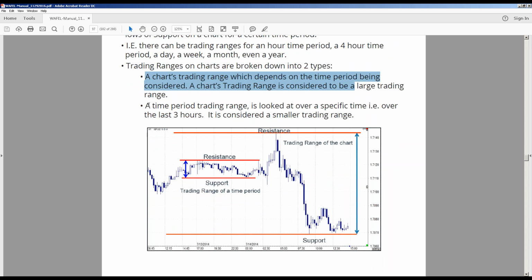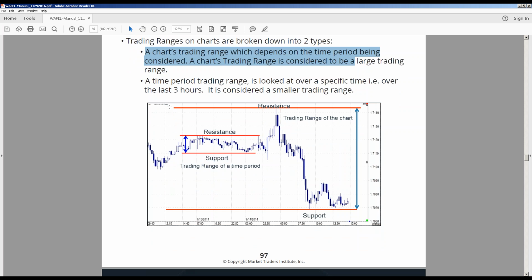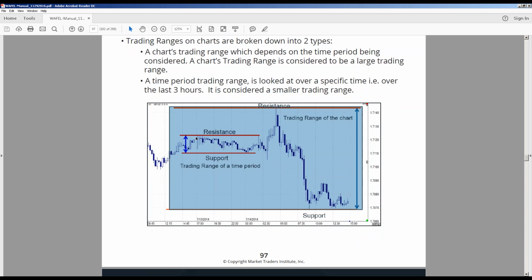And then you get a time period trading range. It's looked at over a specific time, for instance over 3 hours, and this is considered a smaller trading range. So there's a chart, and on this chart you have the chart trading range, and then you also have a smaller trading range within that larger trading range. Right, so those are the two types of trading ranges, a chart trading range and then a time period trading range. Please type a Y or a yes if everybody's with me up to this point.